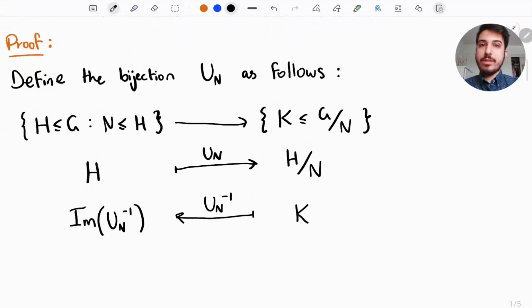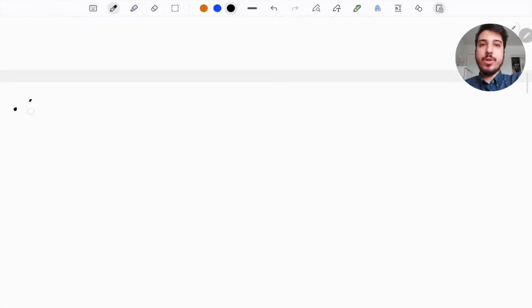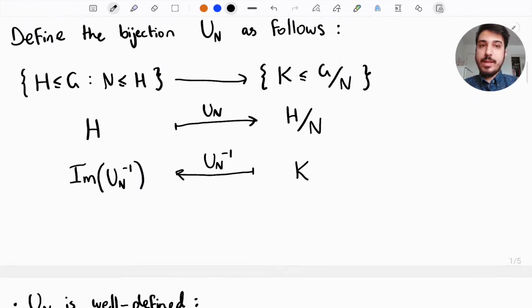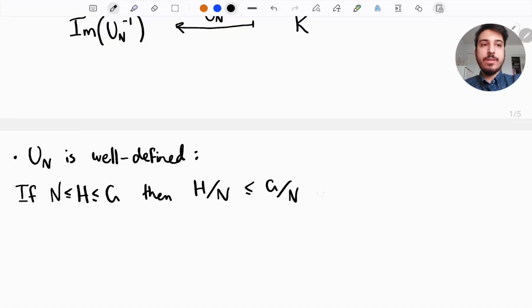And based on this definition, we will see that u_n is a well-defined map that is a bijection as well. The first thing is that u_n is well-defined. The reason u_n is well-defined, firstly, is because we would like to see that if we take a subgroup of G containing N, we would like to end up with a subgroup of G/N. So, if H is a subgroup of G containing N, then H/N is a subgroup of G/N. We would like to prove this.